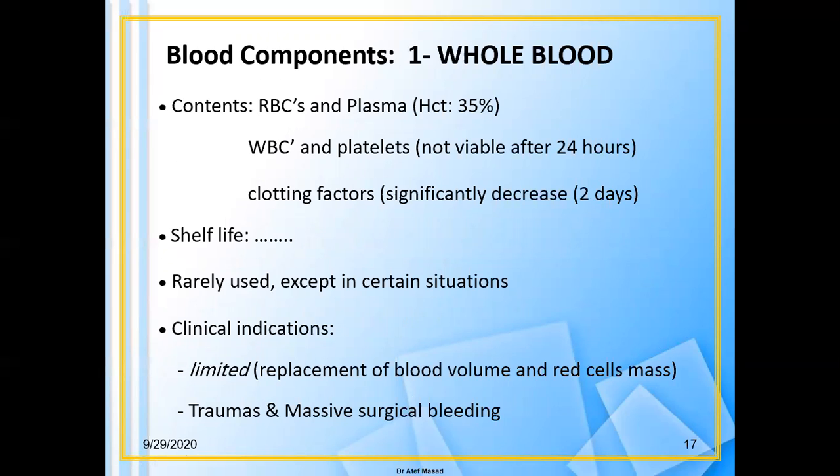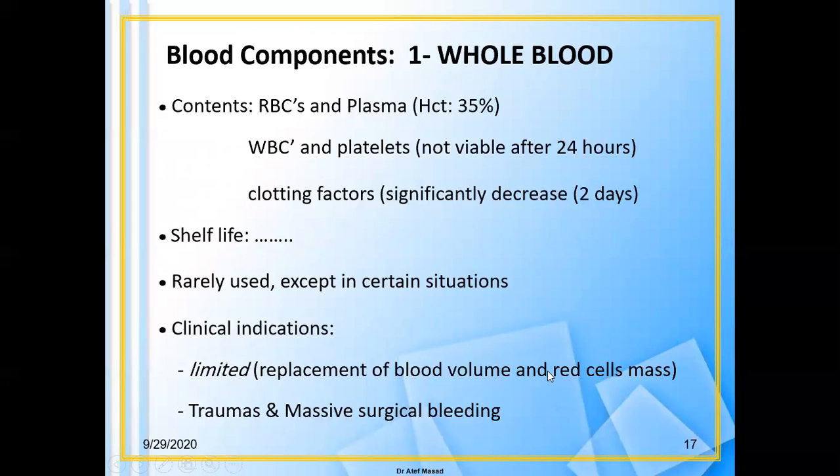We have to move to another part of our introduction into blood components. The first is the whole blood. Whole blood, we are talking about all components of blood in one bag. The contents of whole blood is everything present in the blood, such as RBCs and plasma, and the RBCs can be measured according to the percentage of RBCs to plasma. We call it hematocrit, which should be around 35%.